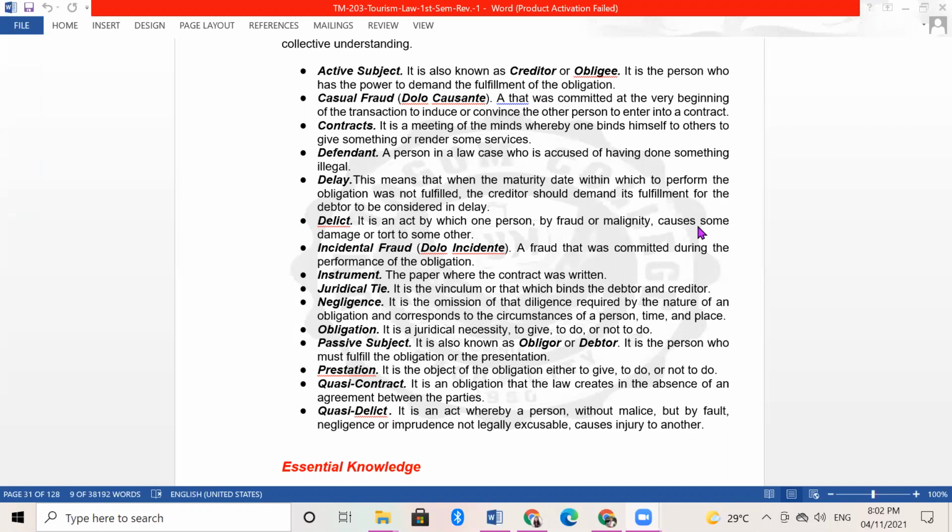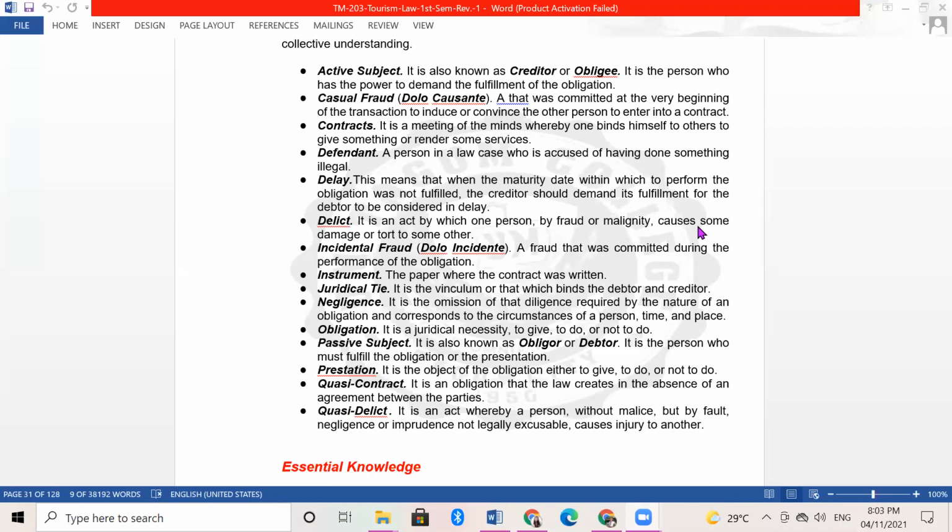Delay. This means that when the maturity date within which to perform the obligation was not fulfilled, the creditor should demand its fulfillment for the debtor to be considered in delay. Delict: an act by which one person, by fraud or malice, causes some damage or tort to another. Incidental fraud or dolo incidente: a fraud that was committed during the performance of the obligation.